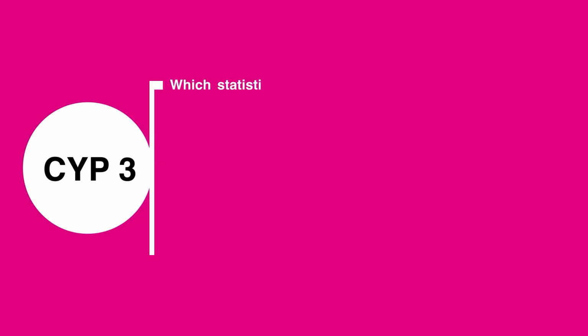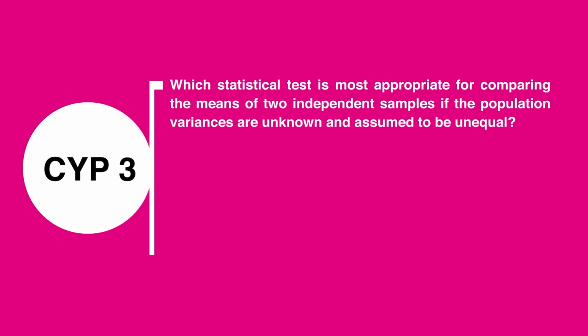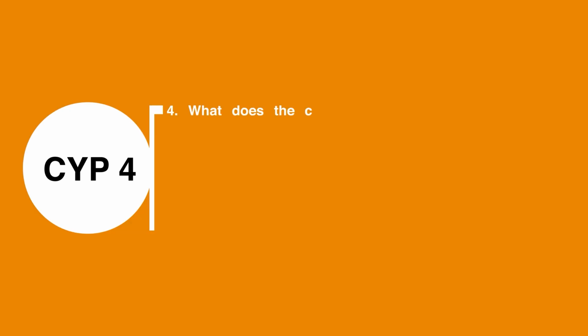Question 3: Which statistical test is most appropriate for comparing the means of two independent samples if the population variances are unknown and assumed to be unequal? Option A, one sample t-test. B, two proportion z-test. C, pooled t-test. D, paired t-test. Question 4: What does the critical area in hypothesis testing represent?